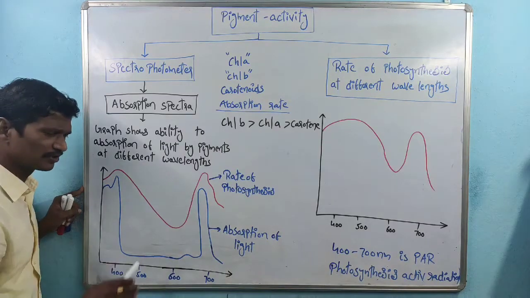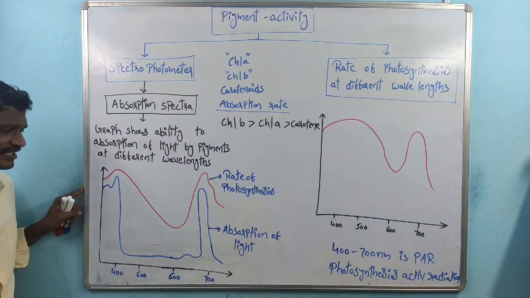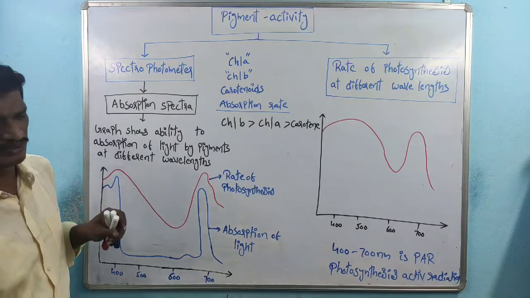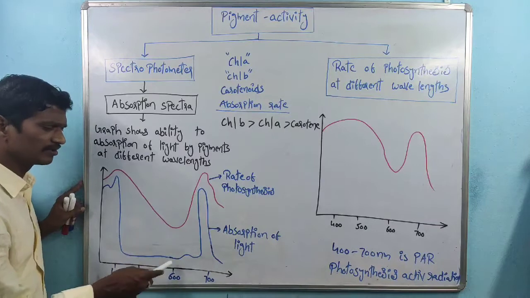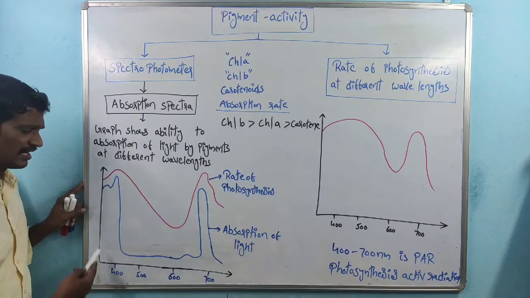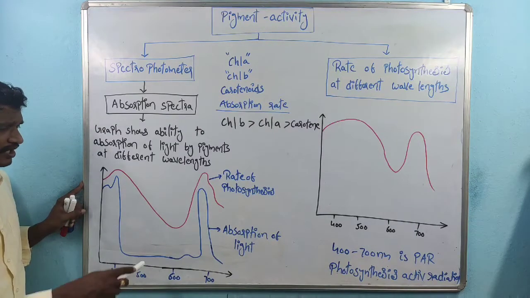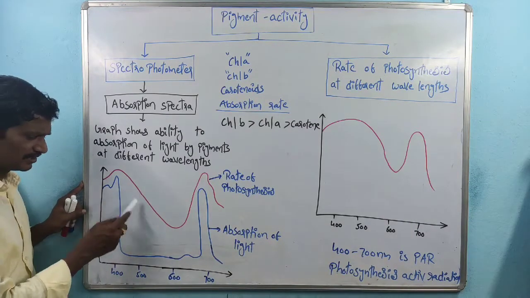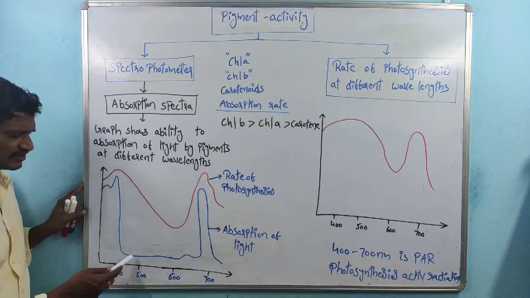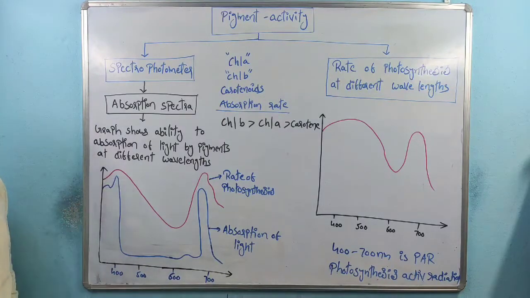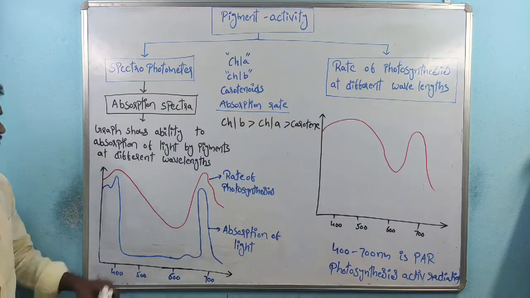So that is about the absorption process, the absorption of light energy by all the types of pigments, the chlorophyll A and chlorophyll B. This is the common graph line for all the pigments. The other one is the different wavelengths. This is the absorption and this is the rate of photosynthesis. The red line indicates the rate of photosynthesis.